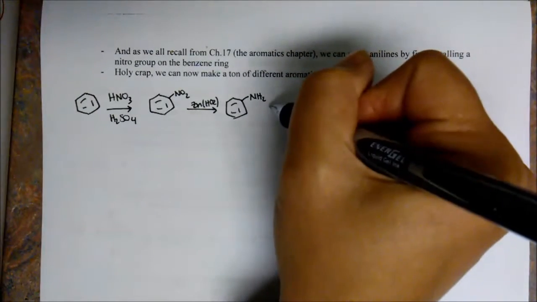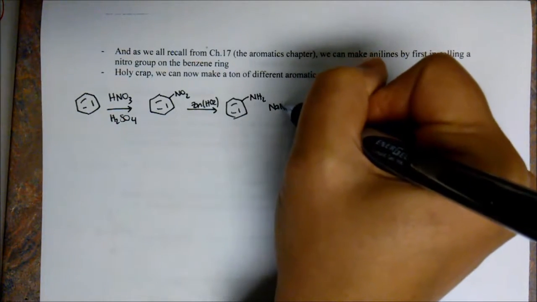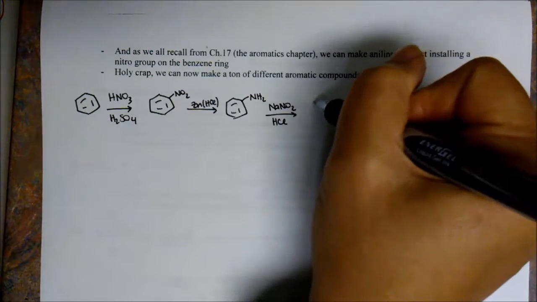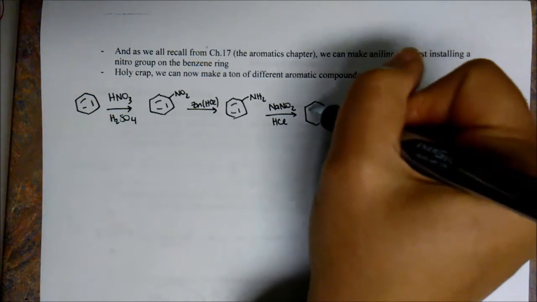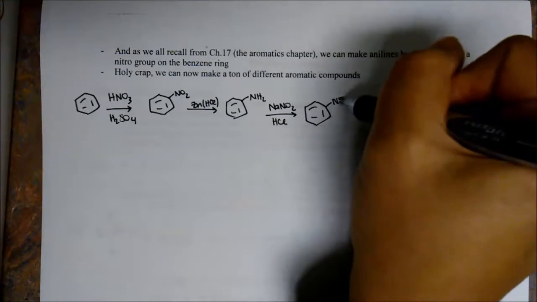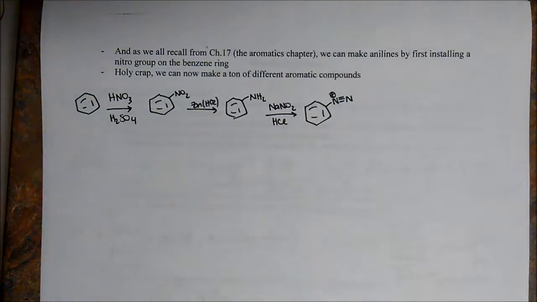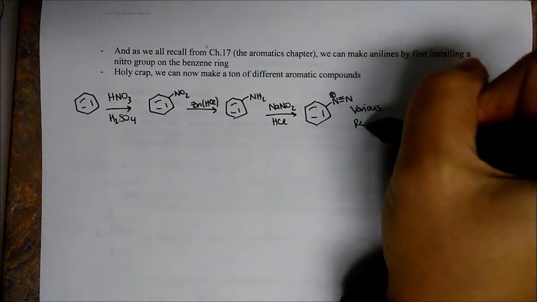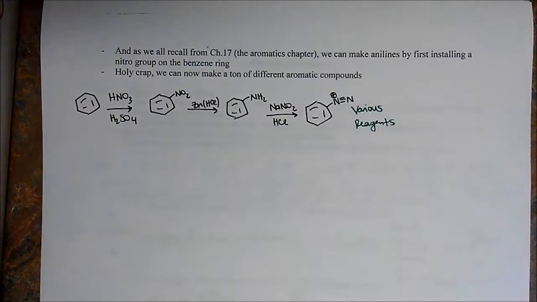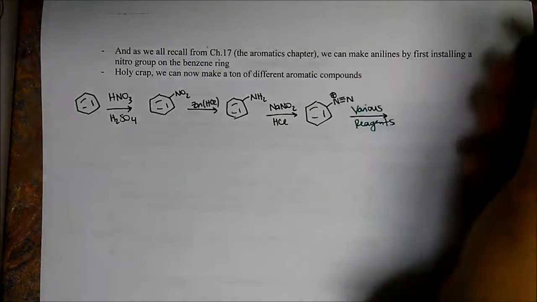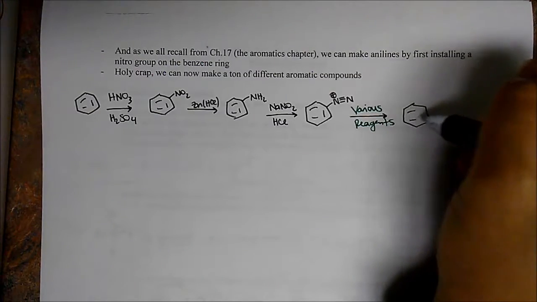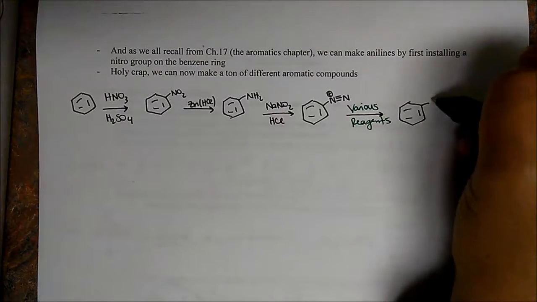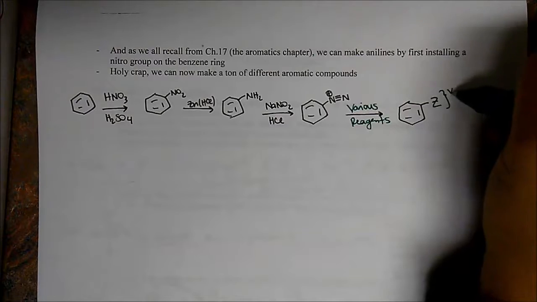Now from here, this is where we do the arene diazonium salt formation using sodium nitrite and HCl. Right? This is how we get to the N2 on here. And then from here, we can use various reagents to put on even more different things onto the benzene. More groups than we already even know. Okay? Various reagents put us here. Z with various products.